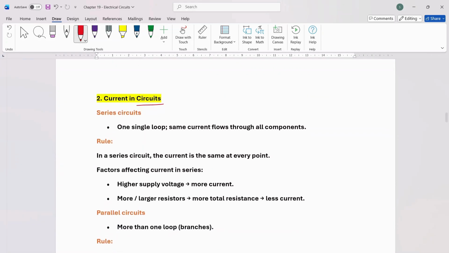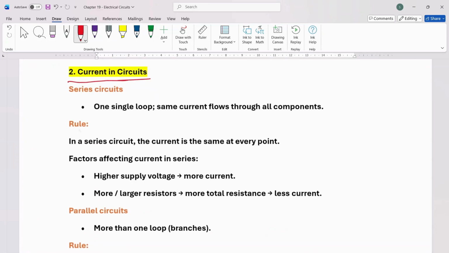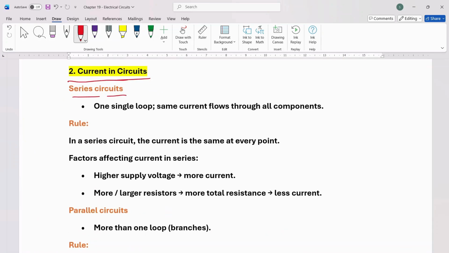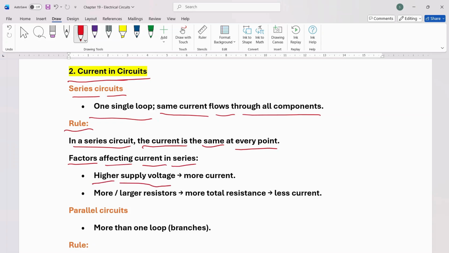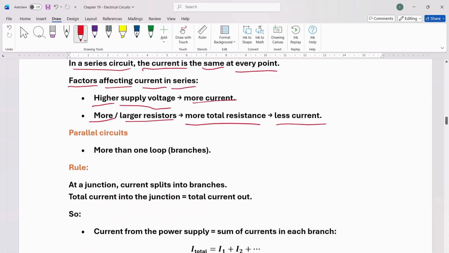Now we have current in circuits. Series circuits: one single loop, the same current flows through all components. The rule is, in a series circuit, the current is the same at every point. Factors affecting current in series: higher supply voltage means more current. More or larger resistors means more total resistance, and there will be less current.